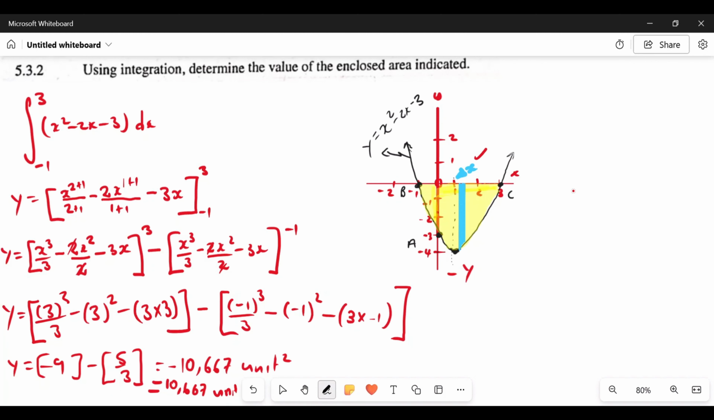Really, it was not that difficult. All you needed to know here is how to draw the parabola and also shade the area. And in order for you to calculate the area, you must use the definite integral.